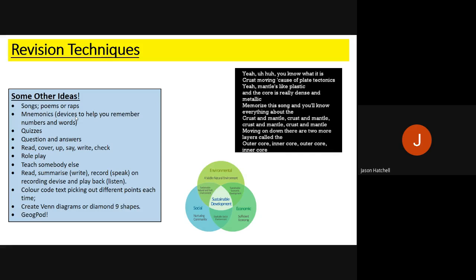Teach someone else. Get together with somebody else and revise together. Read, summarize, record, and listen back. You could make your own little podcast like these to listen back to. Color code large bits of text so that you are going through it and highlighting specific things. You could create Venn diagrams that link things together. For example, SEEP, social, economic, environmental, and political, is really good for that. And of course, use these GeogPods. There are lots of them. There are more and more being made all of the time. Keep checking them and use them. Listen to them as podcasts on the bus on the way to school, for example.